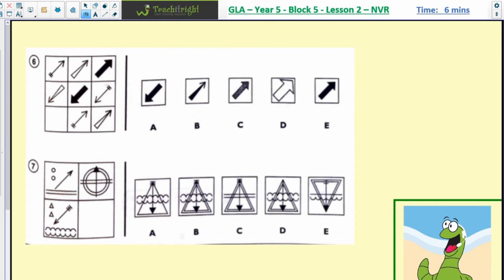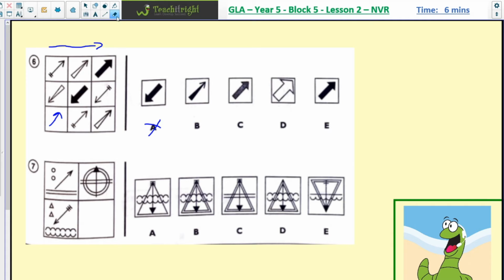For question 6 and question 7, let's do 6 first. Again, I'm going to start looking left to right. It seems like a good way to do it. Arrows are all pointing in the right direction. Arrows are all pointing in the bottom left direction of the next row. So again, I'm expecting all my arrows to be pointing in this direction.